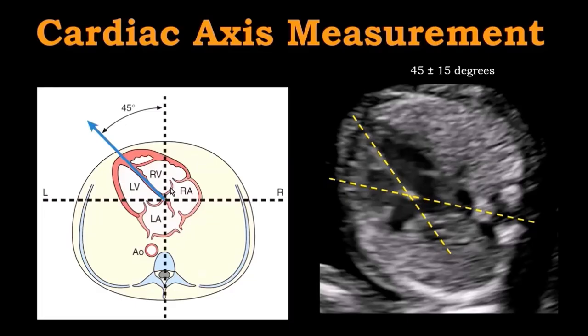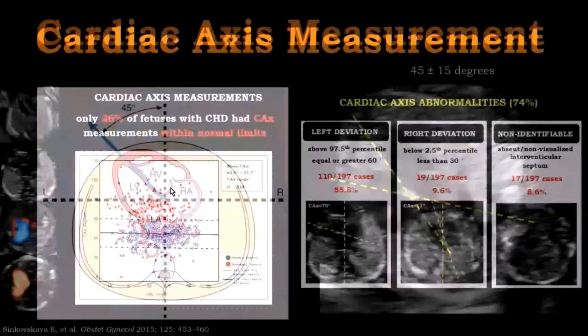Usually the cardiac axis establishes its position by 12 weeks gestation, and then it stays unchanged through the pregnancy. In early gestation, the normal measurement of the cardiac axis is between 30 and 60 degrees. And in the second trimester, that widens a little bit. The normal range is between 25 and 65.